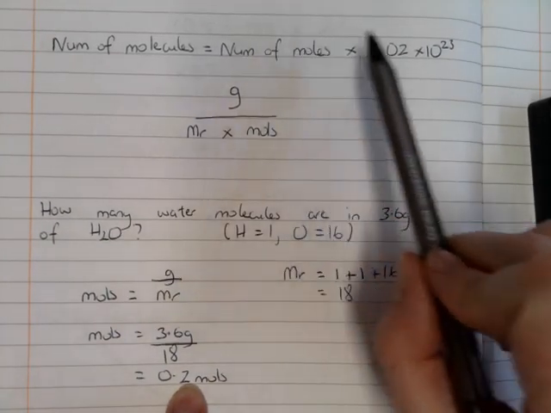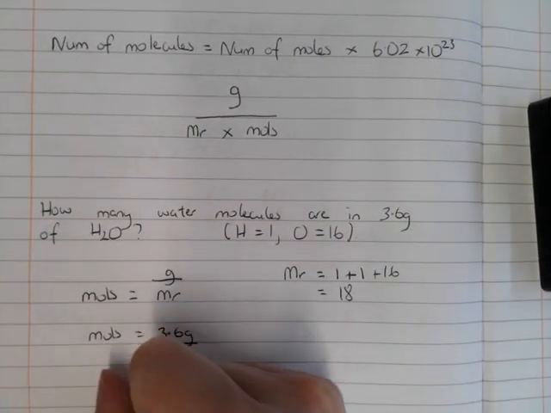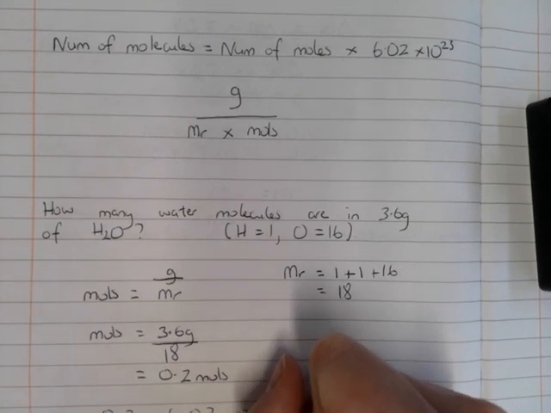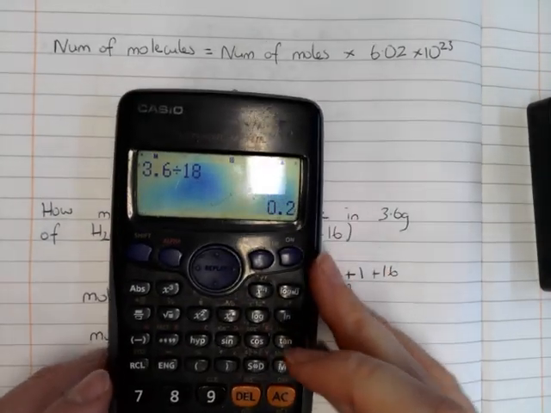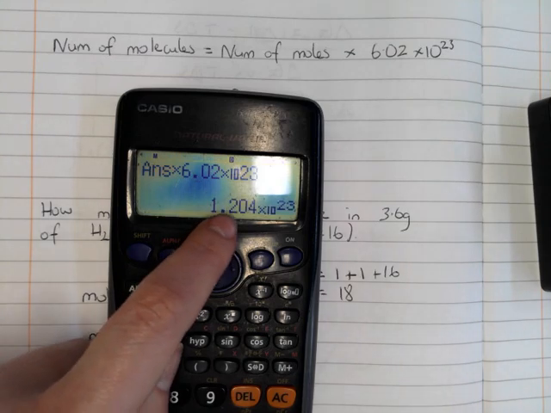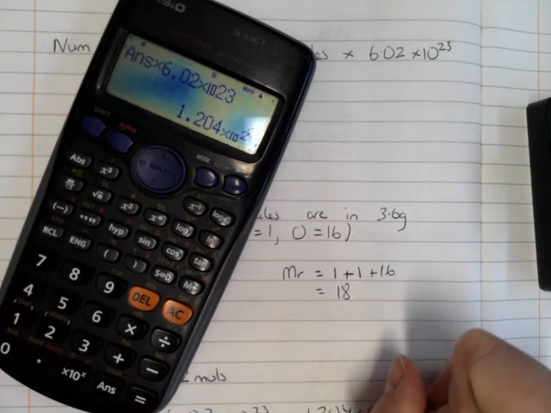Now I know how many moles I've got. I'm just going to multiply it by that number. So it's going to be 0.2 multiplied by 6.02 by 10 to the 23. Make sure you can do that on your calculator. So it's 0.2 multiplied by 6.02, and then this number here on my calculator by 10 to the 23, and that's my answer, 1.204 by 10 to the 23. And you write that down and you get your marks.